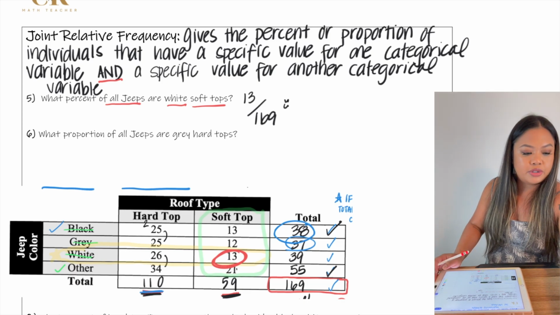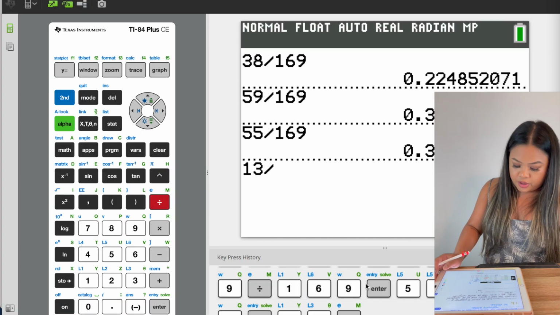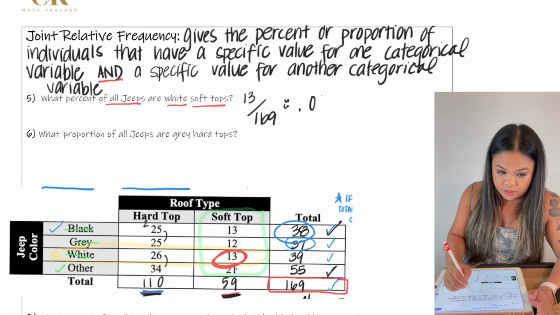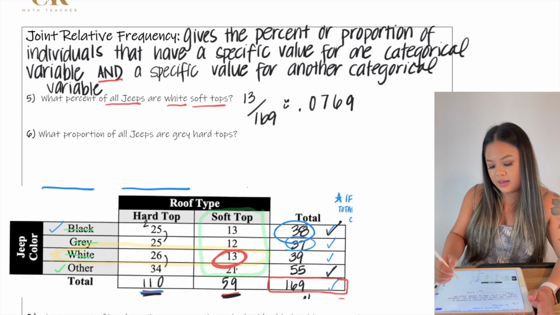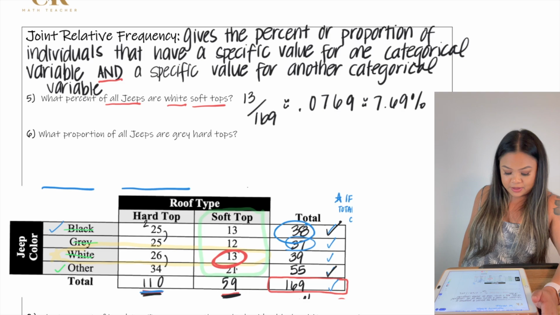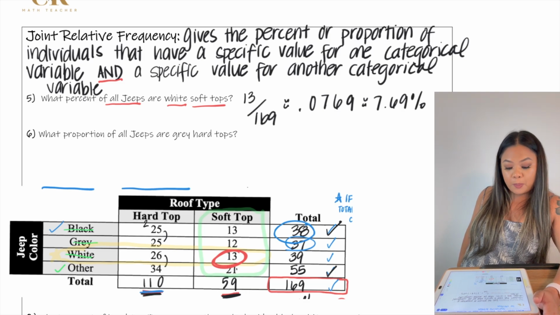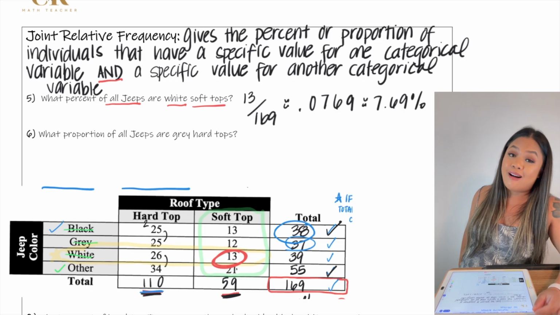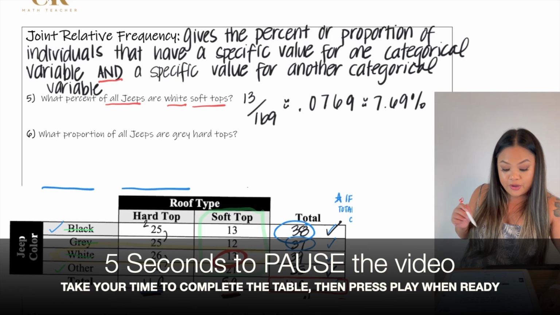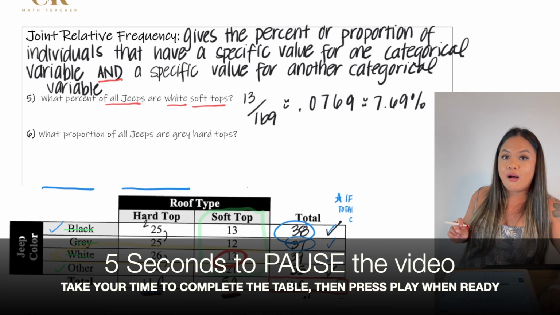So we're gonna go ahead and use our handy dandy calculator again. 13 divided by 169. We've got 0.076. The 2 is gonna make this stay a 9. And that's about 7.69% of the Jeeps that I found are white soft tops, okay? Number 6, what proportion of all Jeeps are gray hard tops? So I'm gonna give you 5 seconds to use the table and figure out what proportion, again, it's the same as percent, of all the Jeeps are gray hard tops. Okay, 5 seconds, here we go.